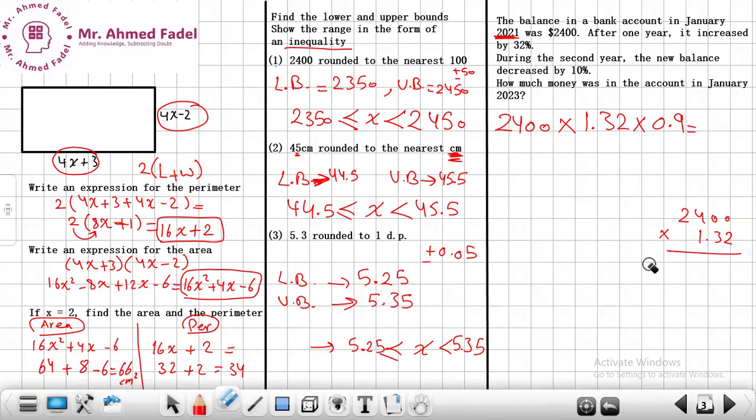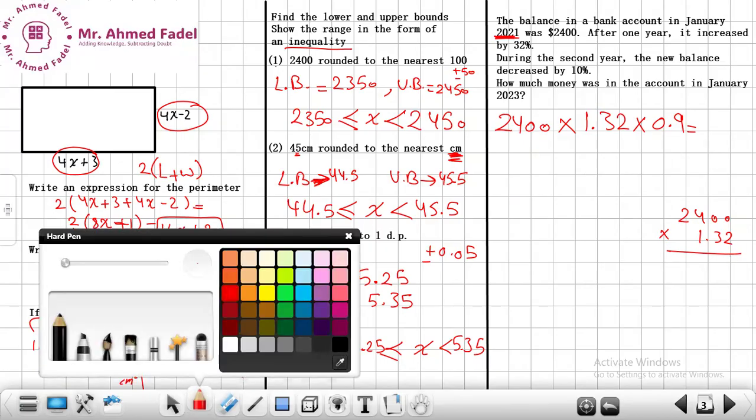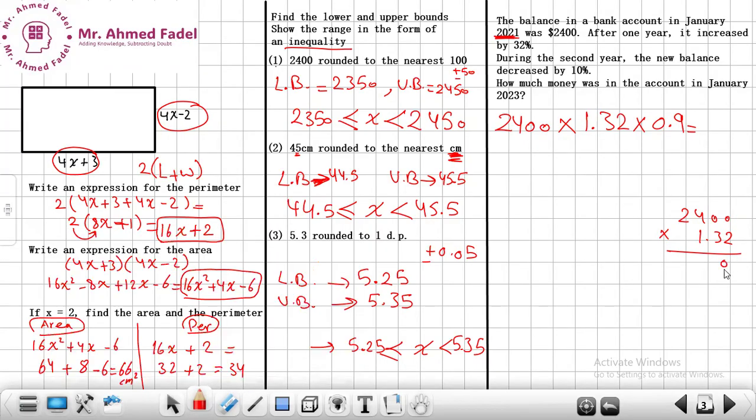I don't get it. How can I multiply by three digits? Well, you're supposed to know how to do this. You must know how to do this. 2 times 0 is 0. 2 times 0 is 0. 2 times 4 is 8. 2 times 2 is 4. Put a 0. 3 times 0 is 0. 3 times 0 is 0. 3 times 4 is 12, took care of the 1. 3 times 2 is 6, and 1 is going to be 7.